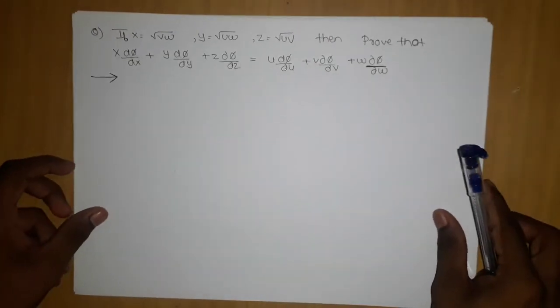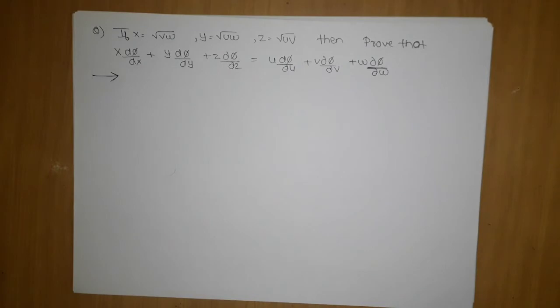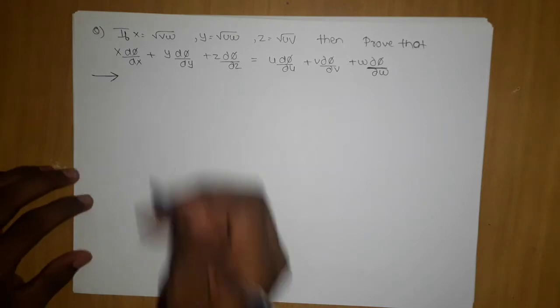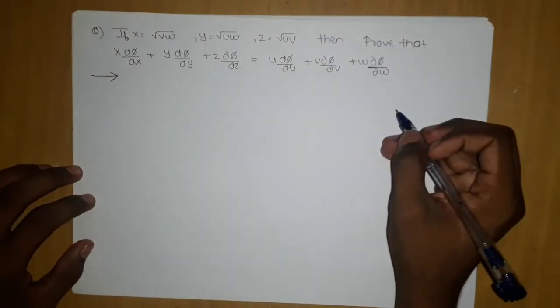So the next question which we are going to encounter is, if x equals under root vw, y equals under root uw, z equals under root uv, then prove that x ∂φ/∂x, y ∂φ/∂y, z ∂φ/∂z equals u ∂φ/∂u, v ∂φ/∂v, w ∂φ/∂w. So here first we have to observe.